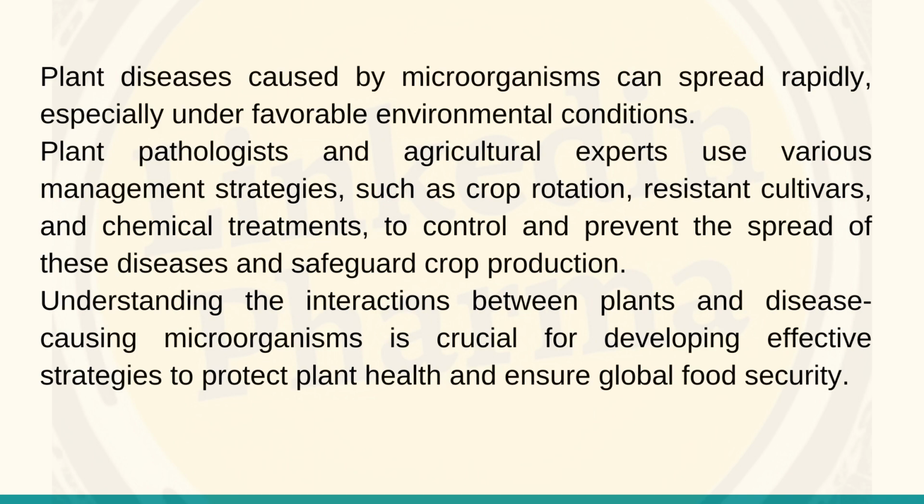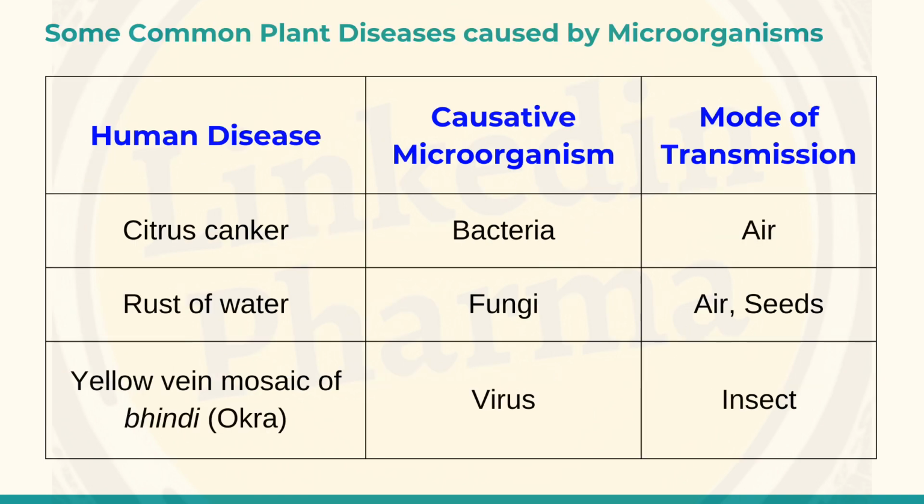Plant diseases caused by microorganisms can spread rapidly, especially under favorable environmental conditions. Plant pathologists and agricultural experts use various management strategies, such as crop rotation, resistant cultivars, and chemical treatments, to control and prevent the spread of these diseases and safeguard crop production. Understanding the interactions between plants and disease-causing microorganisms is crucial for developing effective strategies to protect plant health and ensure global food security.